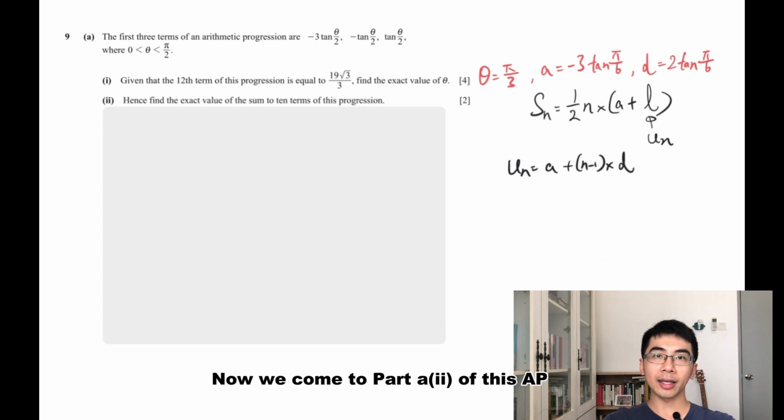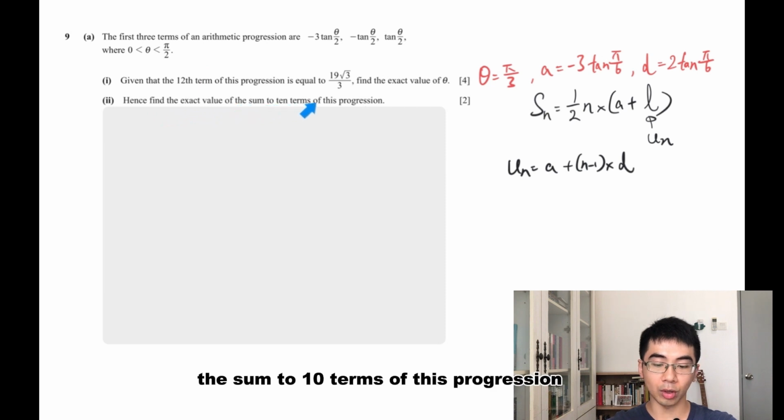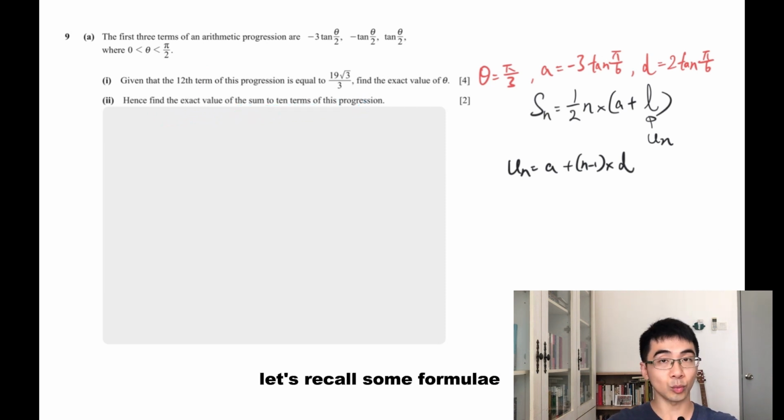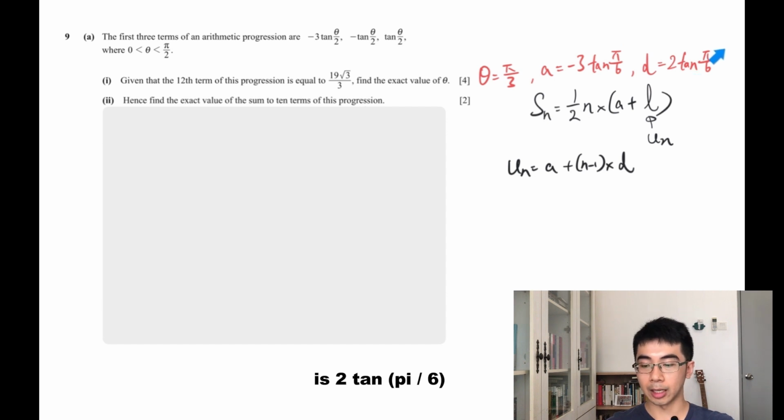Now we come to part A2 of this AP. We need to find the exact value of the sum to 10 terms of this progression. So let's recall some formula. We need to use this sum to n terms, which is 1 over 2 times n times bracket a plus l, where l is the last term. And in part 1, we already know that theta must be pi over 3, and a should be negative 3 times tangent pi over 6, while d, the common difference, is 2 times tangent pi over 6.